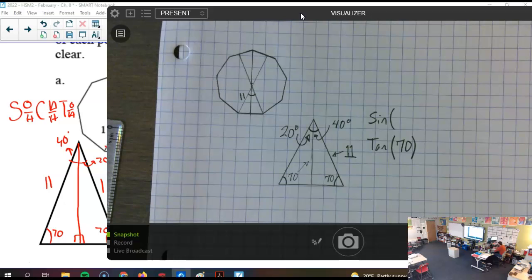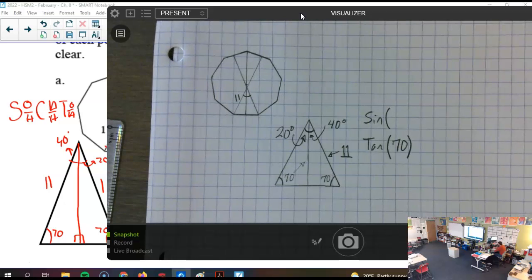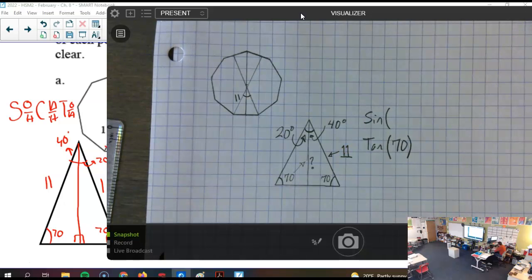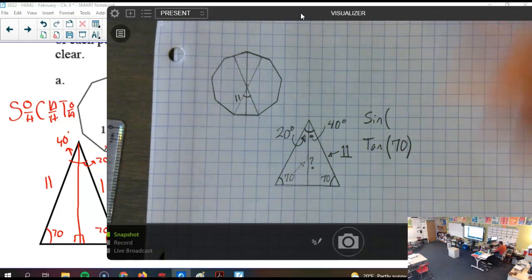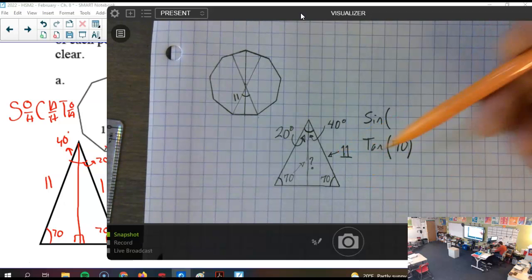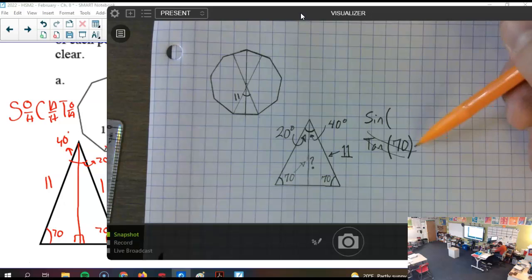Wait, what did you say? Oh, you're right. I know, you're dumb. Because they didn't say the altitude was 11. They said the side was 11. So wait, what is 11 if we're talking trig? The hypotenuse. So I actually can't use tangent here yet. I know, the tangent looks so nice.